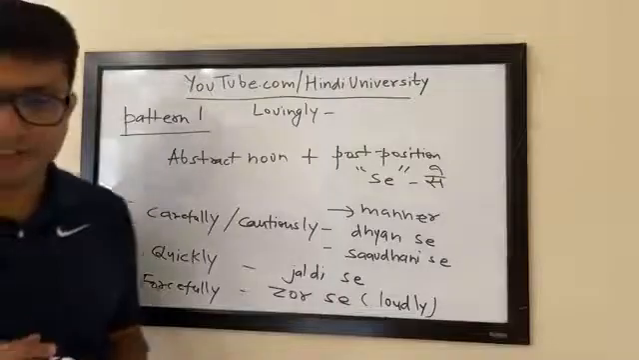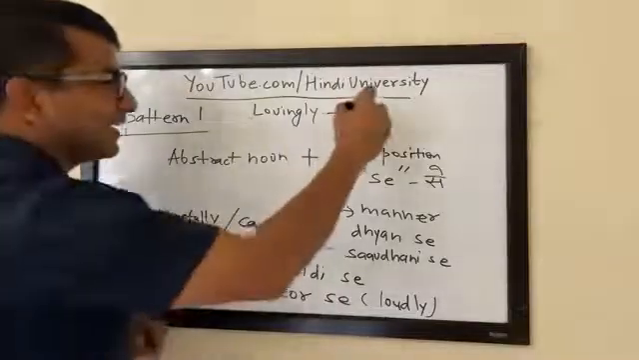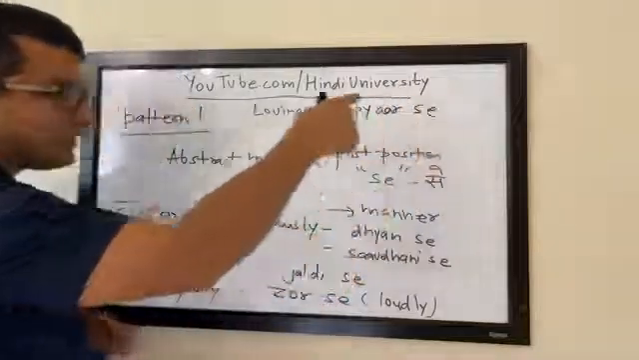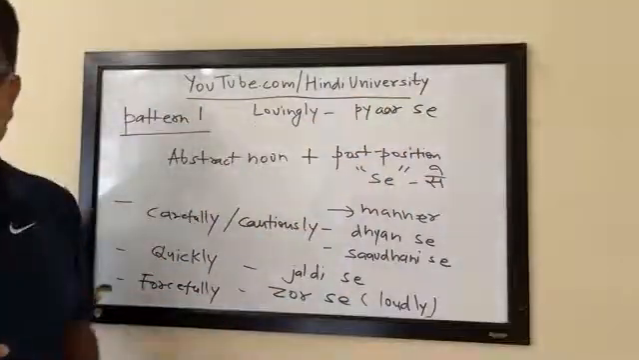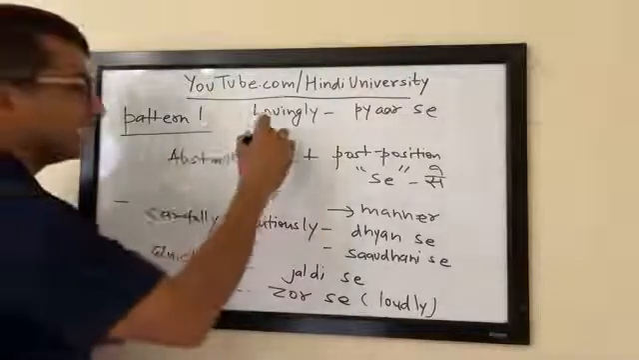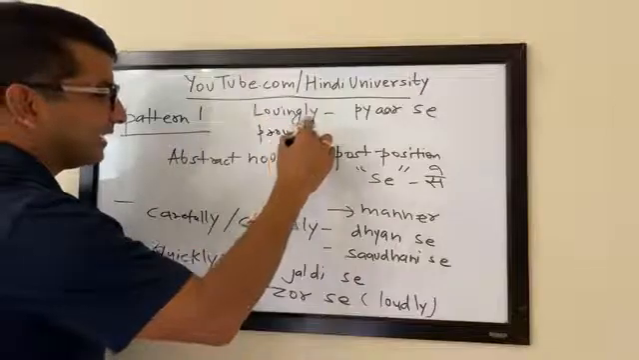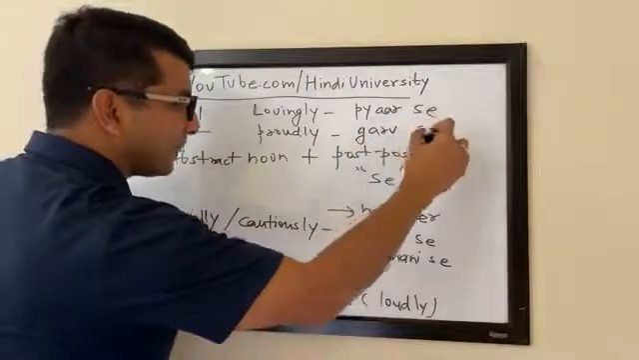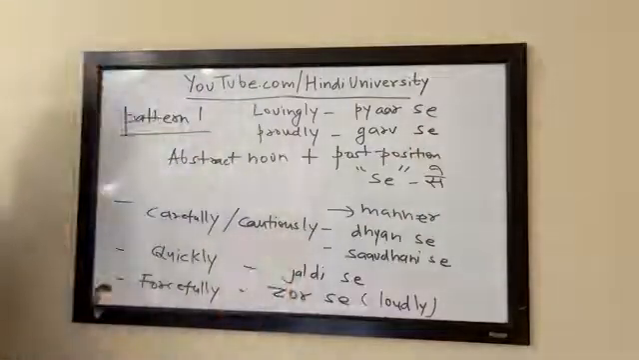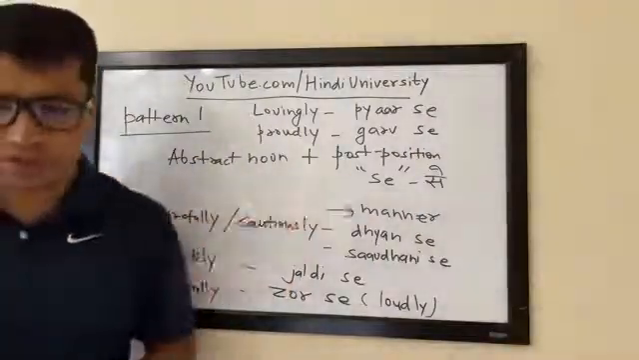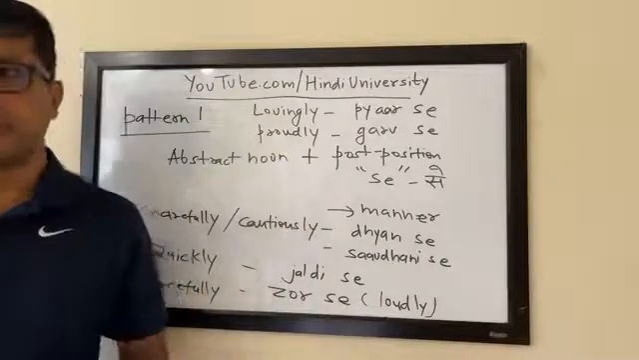Lovingly. Is it pyar se? Very good. Pyar se. This one is important. It's going to come up in the listening exercise today, to give you a quick hit. And then proudly. गर्व से. Garv se. Awesome. So in all of them you can see that an abstract noun is there, and after that we use a postposition se to derive the adverb.